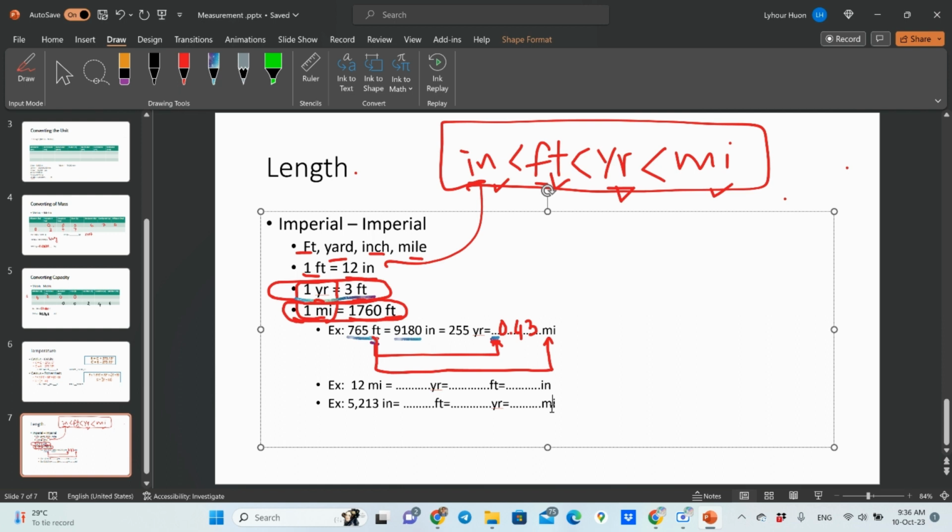Sometimes when you think, oh, this is just division, it's multiplication. It's easy. But if you think about converting the imperial system, it's hard.